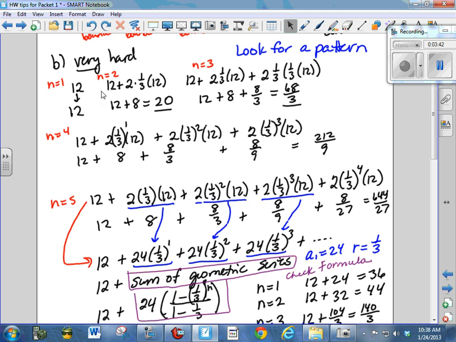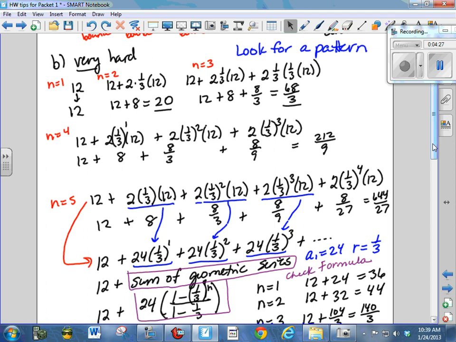So you start with 12, then you do 12 plus 2 times 1/3 of 12. That gives you 12 plus 8, which is 20. Then you do 12 plus 2 times 1/3 of 12 plus 2 times 1/3 of 1/3 of 12, because now we're doing 1/3 of the previous amount. The reason I'm writing it this way is to see the pattern. If I were to look at the fourth one, it's 12 plus 2 times 1/3 of 12 plus 2 times 1/3 of 1/3 of 12, which is 1/3 squared of 12, which would make the third one 1/3 cubed of 12, and the fourth one 1/3 to the fourth of 12.